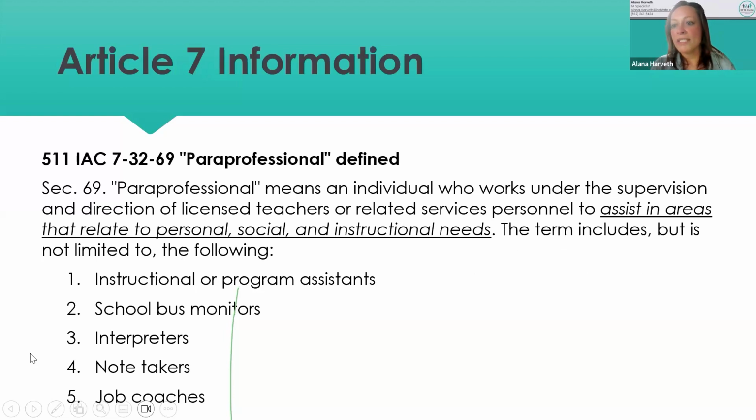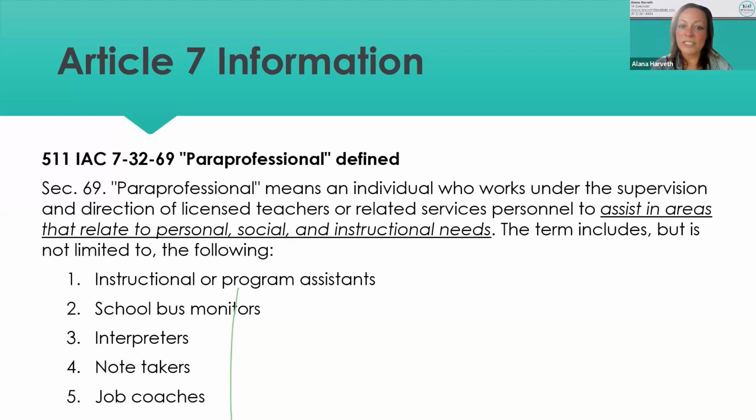Article 7 is Indiana's special education law. If you didn't know, there's a federal law and every state has a different law. So Article 7 is Indiana's law. So this is how a paraprofessional is defined in the law. So you can dazzle your friends if they want to know the actual definition of the law.